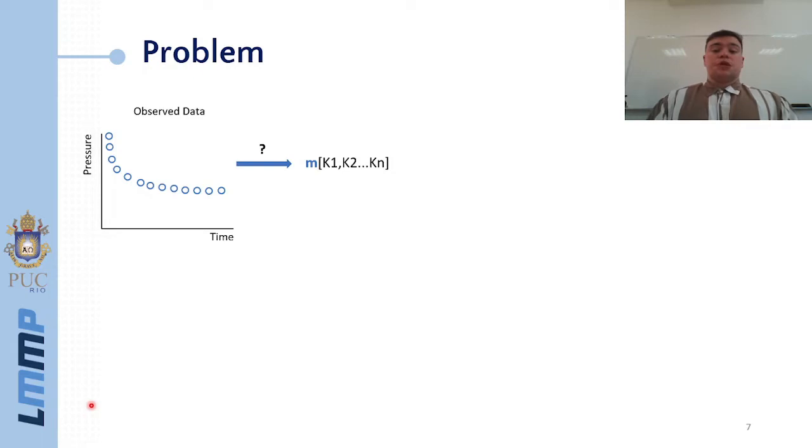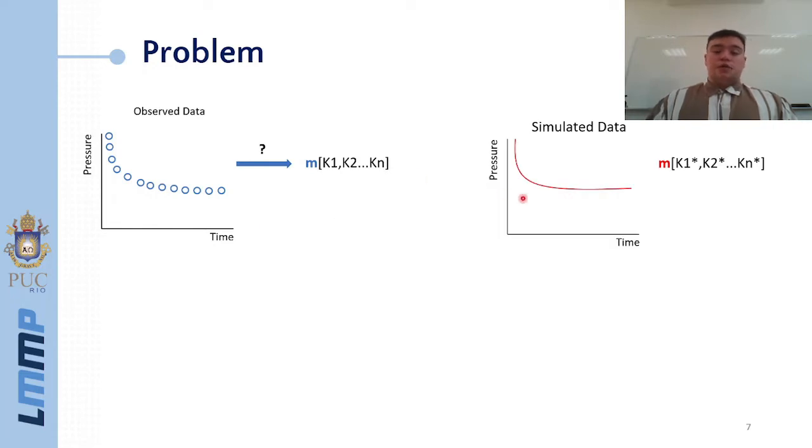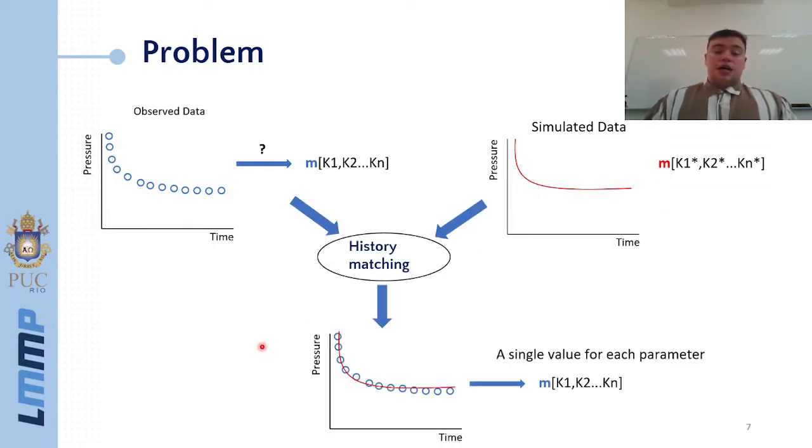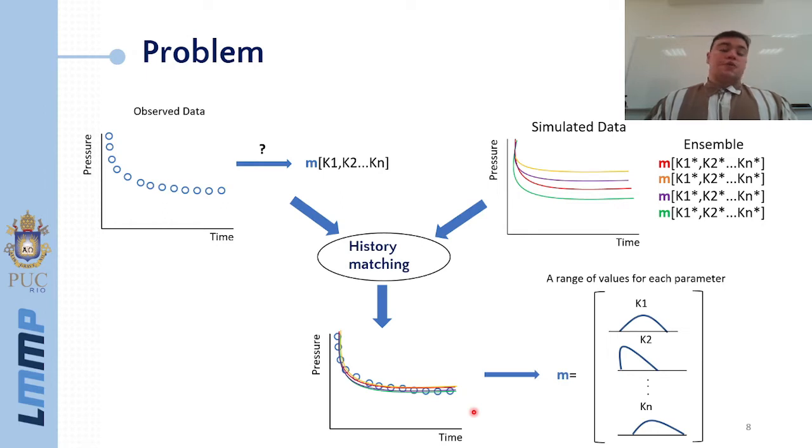So, the problem that we want to solve consists of estimating the permeability of the reservoir based on data. For this, simulated data with known permeability values are created and an optimization method is used to make the history match, and then we obtain the permeability values of the reservoir based on this data. But in order to estimate a range of values and evaluate the parameter uncertainty, an ensemble of models was simulated and the history matching was made using an ensemble method to obtain a distribution for each parameter.